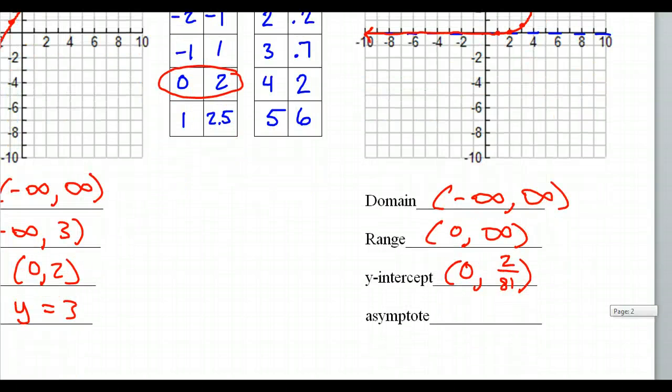Okay, that's the y-intercept. And finally, the asymptote we knew from the beginning was y equals 0. Please don't just put 0, put y equals 0. Alright, that's it for our review.